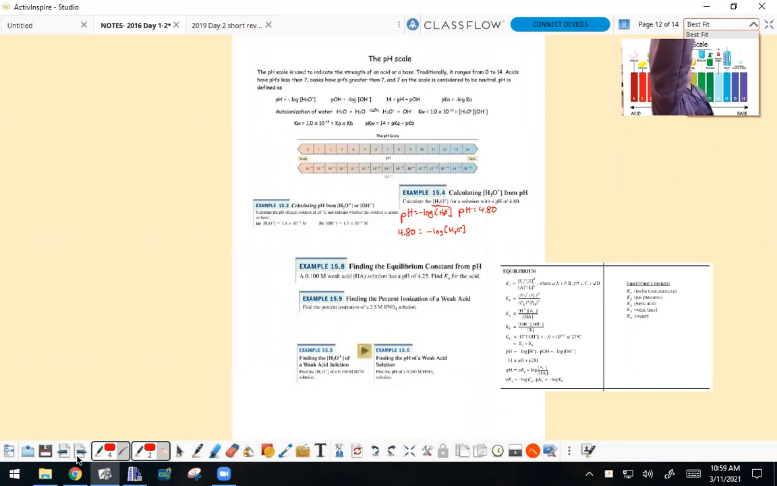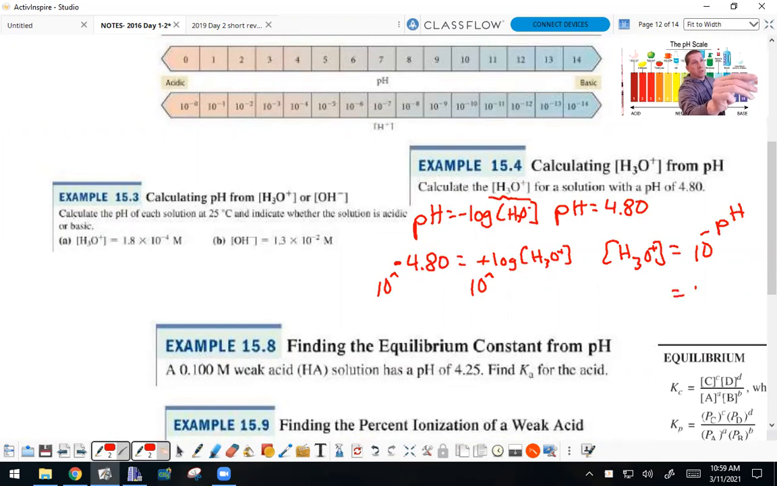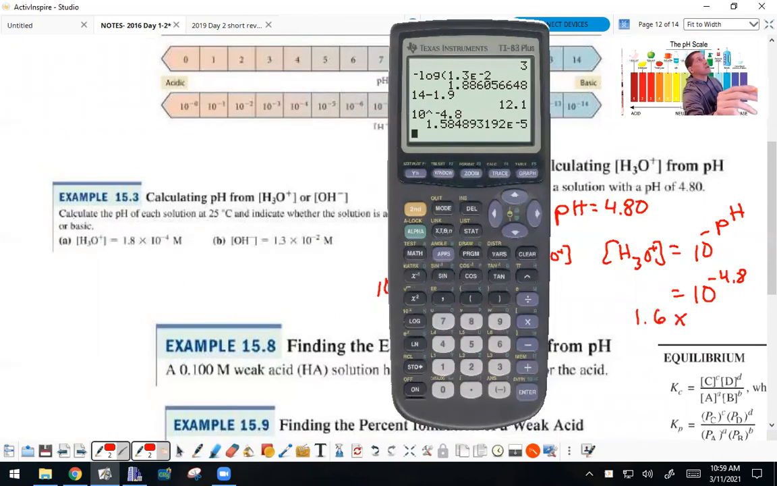All right, so now we can come back to this and we can just do the algebra. So we got to get rid of negative log. As I said, you could take the negative of both sides, and then 10 to the, or use the equation I gave you, which is H3O plus is equal to 10 to the negative pH. So it's equal to 10 to the negative 4.8. It helps if you have a caret button on your calculator. I do, and I think most calculators do anymore. So 10 to the negative 4.8 is 1.6 times 10 to the minus 5. And that would be molar because it's brackets.